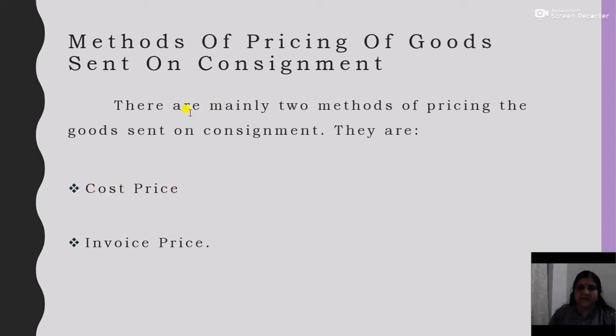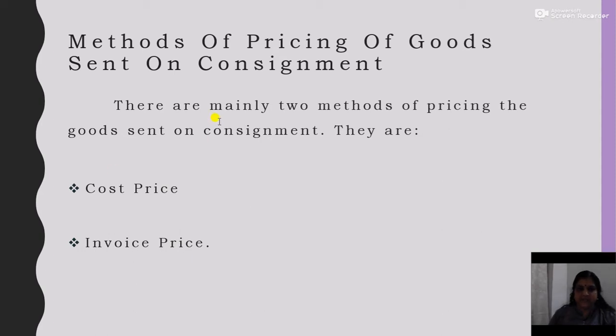When the goods are sent by the consignor to the consignee, they can be valued either at cost price or invoice price. And there will be certain differences in the journal entries depending on whether we use the cost price method or the invoice price method. So first of all, we will discuss the cost price method.